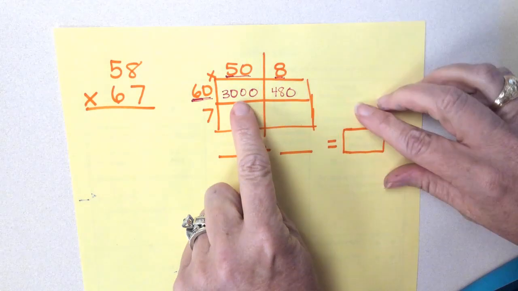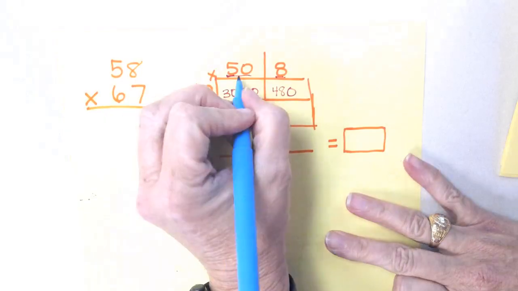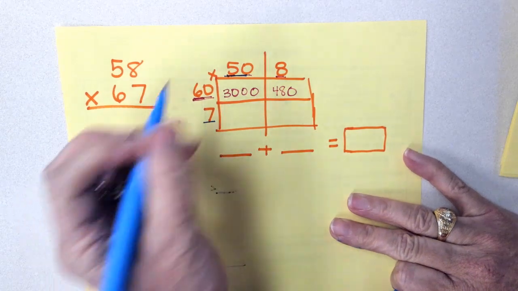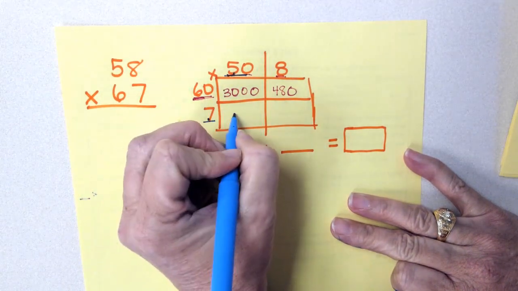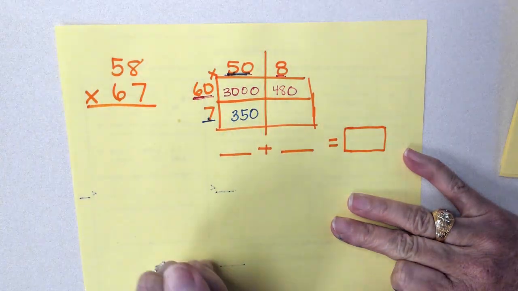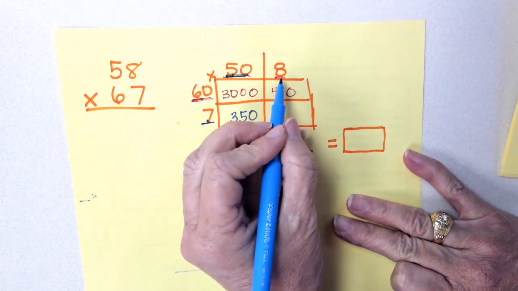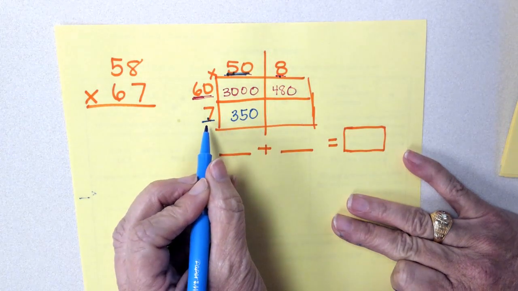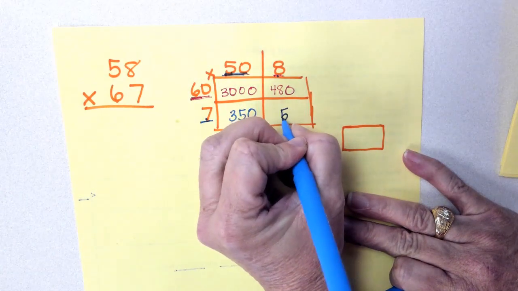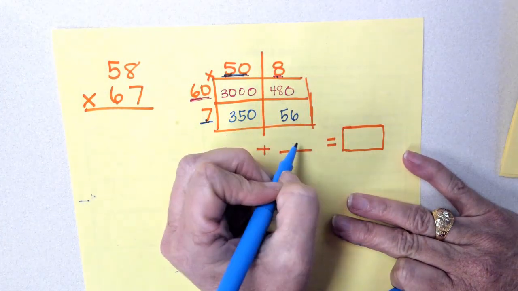And now that I have these two numbers, I'm going to move on to 50 and 7. So starting with what I know, 5 times 7 is 35. So 50 times 7 is 350. Make sense? Now I'm going to move over here and multiply 8 times 7. So what is 8 times 7 going to give me? 56. Okay? Now that I've got all my partial products, I'm going to put these partial products together.